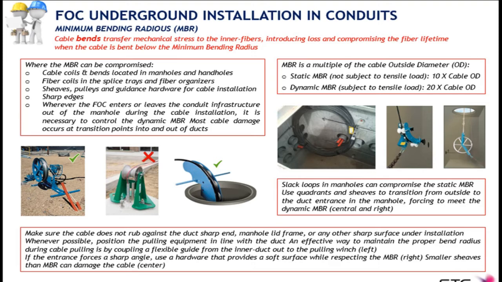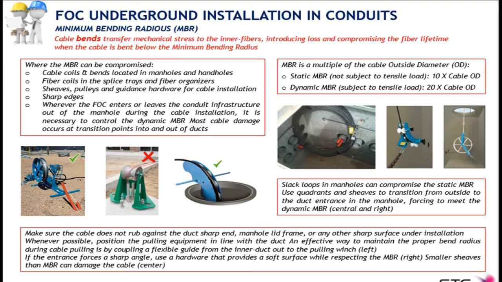We are going to talk about the minimum bending radius. The minimum bending radius is the radius the cable can be bent. You cannot exceed that radius because the mechanical stress that you will be causing to the fibers will produce permanent damage to them. So minimum bending radius is the smallest radius you can bend the cable.